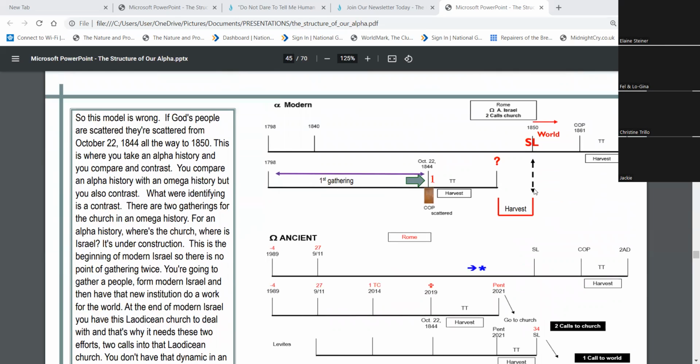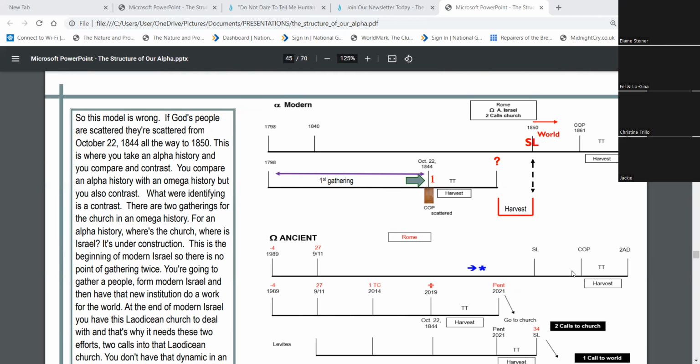This is where you take an alpha history and you compare and contrast. You compare an alpha history with an omega history, but you also contrast. What we're identifying is a contrast. There are 2 gatherings for the church in an omega history. For an alpha history, where's the church? Where is Israel? It's under construction. This is the beginning of modern Israel, so there is no point of gathering twice.